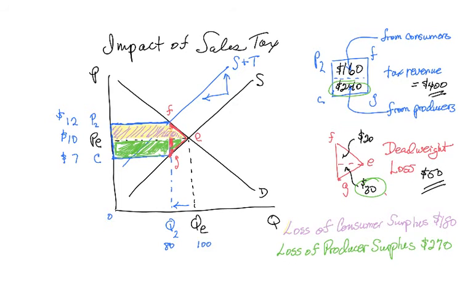And finally, I showed a loss of consumer surplus, which is the $160 and the $20 from the tax revenue and the deadweight loss, and the loss of producer surplus down there in the corner.